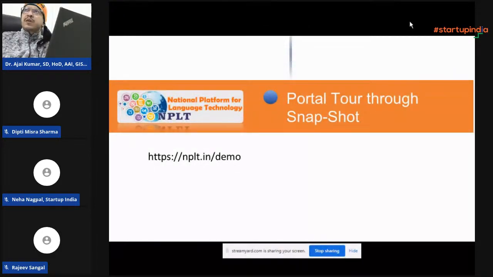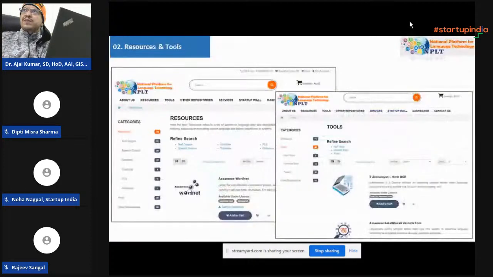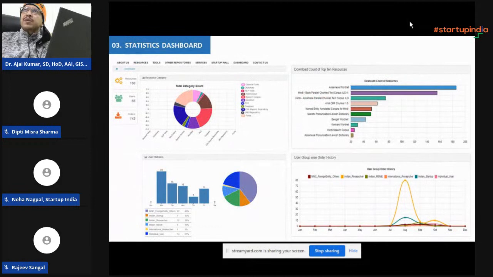Next, we just go through some of the screenshots of the portal. After you create a login, this is the kind of dashboard that you see, which has your order history, the product ratings, and many more things. Next. You can search for the resources. An example is an Assamese WordNet or Hindi OCR. You can search for that, and you can add it to your cart. Based on your user type, automatically the cart will get updated. So these are the dashboards that are available, the statistical ones.